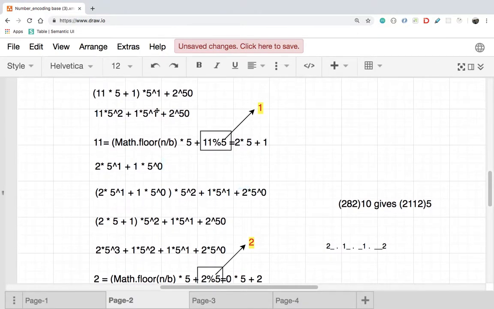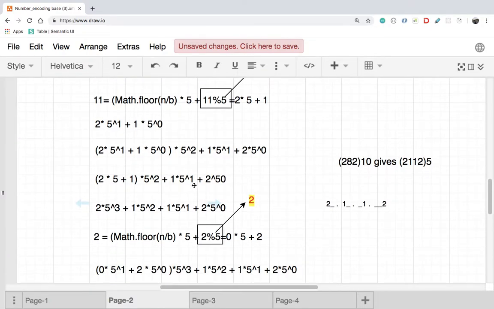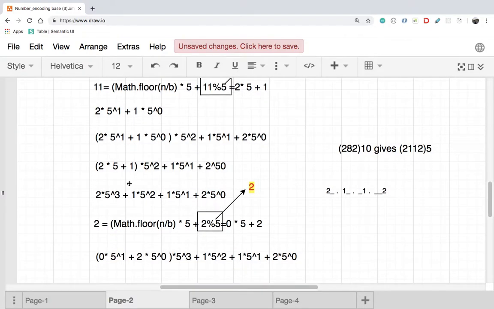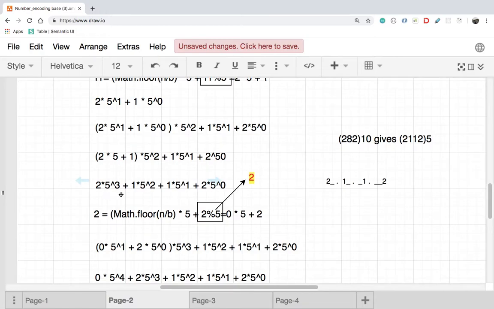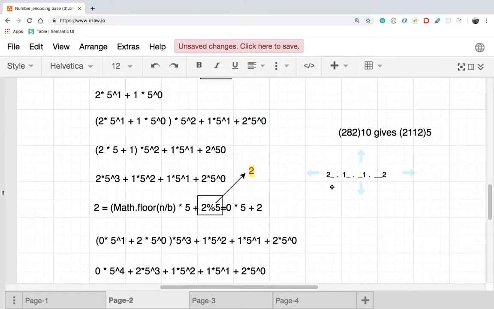Now multiplying it with 5 power 2, that is 2 into 5 power 1 plus 1 into 5 power 0 into 5 power 2 plus 1 into 5 power 1 plus 2 into 5 power 0. Now we can rewrite this as 2 into 5 plus 1 into 5 power 2 plus 1 into 5 power 1 plus 2 into 5 power 0. We get the final solution to be 2 into 5 power 3 plus 1 into 5 power 2 plus 1 into 5 power 1 plus 2 into 5 power 0. That is, we have 2 in the 0th base, 1 in the first base, 2 in the second base, and 2 in the third base.